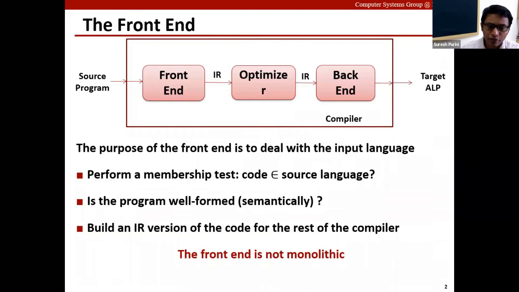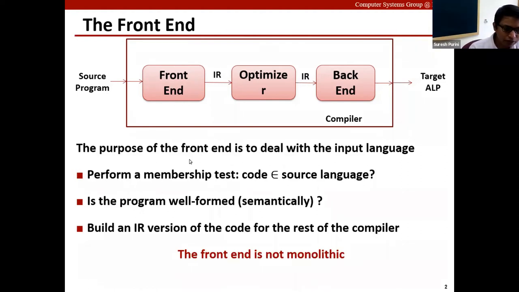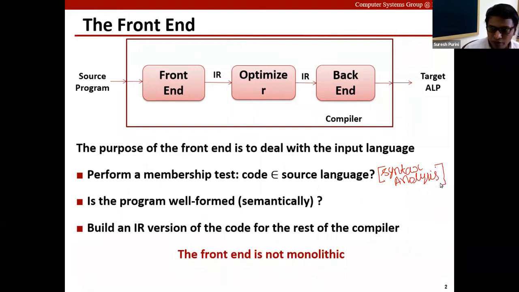So just to recap, modern compilers are architected as three phase compilers. The first phase is what is called a front end. The front end takes the source program as input. It checks whether the program is syntactically well formed or not. So this is the syntax analysis phase, and this is phase one of the project.